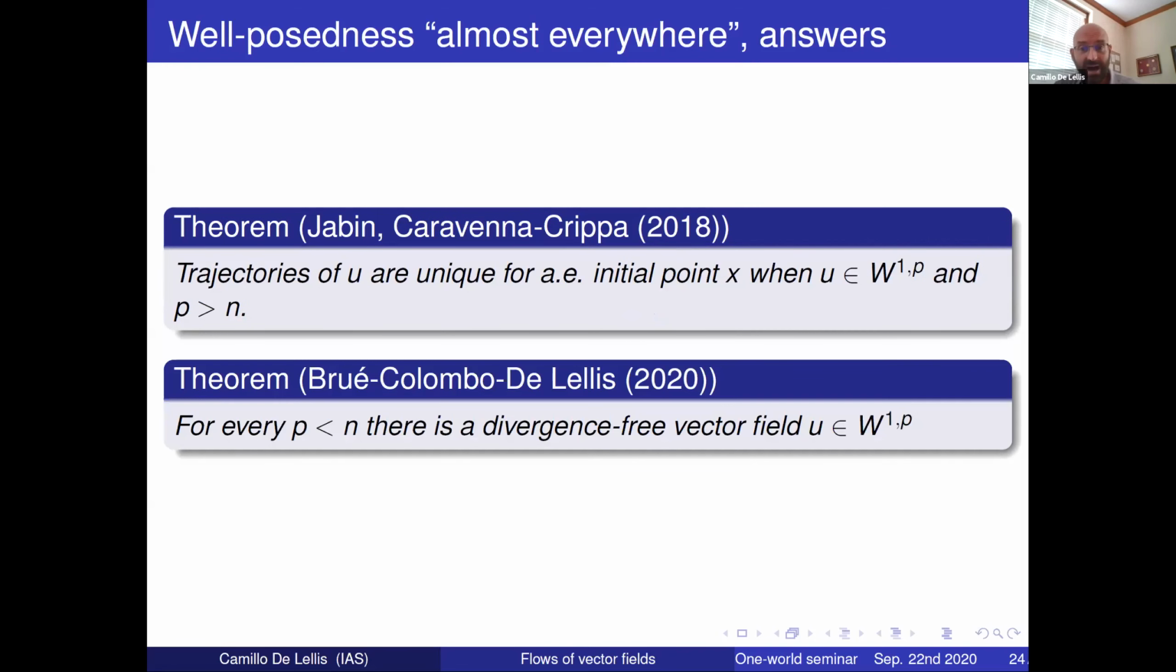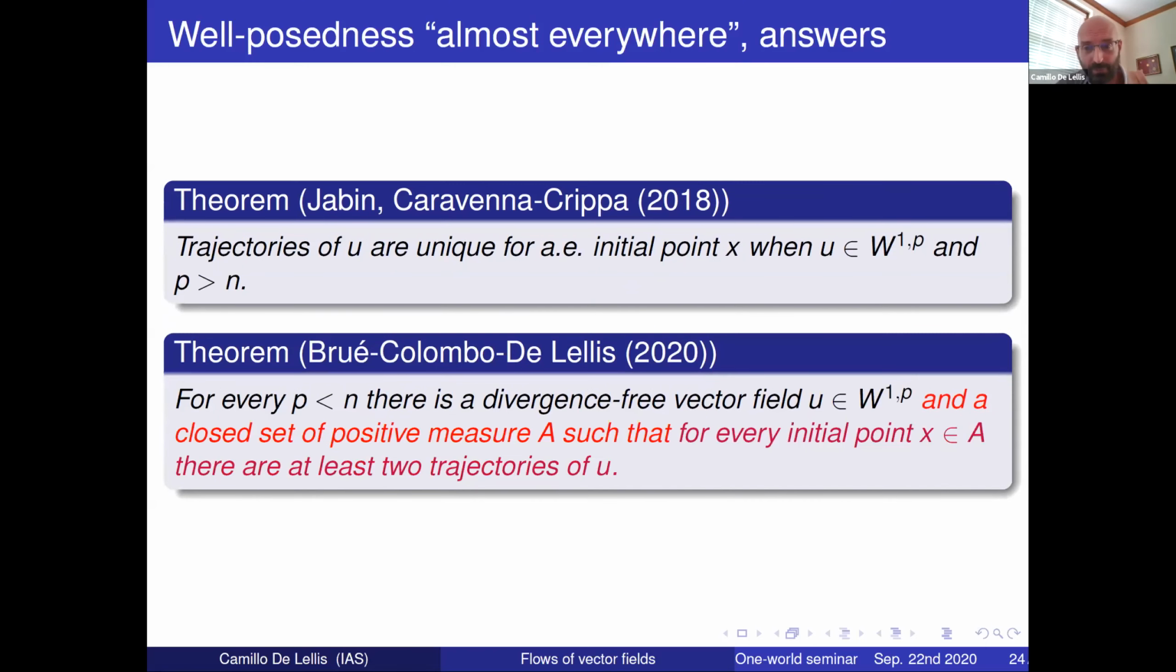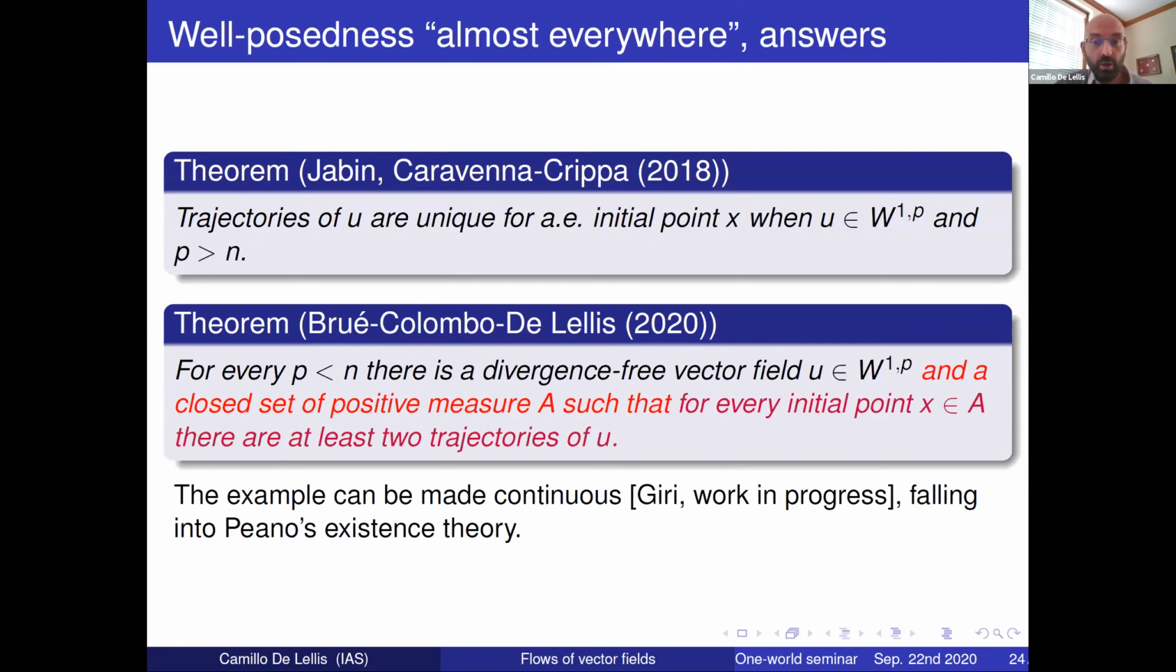Okay, but, and this is a recent theorem by Elia Brué, Maria Colombo, and myself, if p is less than n, there is a divergence-free vector field u and a closed set of positive measure A with the property that for every initial point x in this set of positive measure, there are at least two trajectories of u. So, there's work in progress by a PhD student of mine.